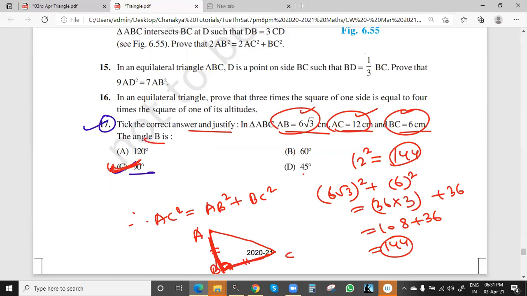Correct. Actually we can check. The Pythagoras theorem is applicable, that means angle B will be 90 degrees. Correct.